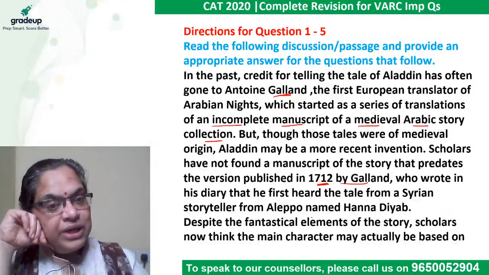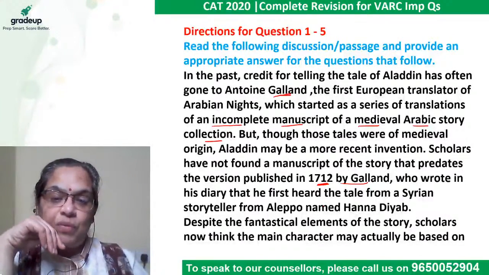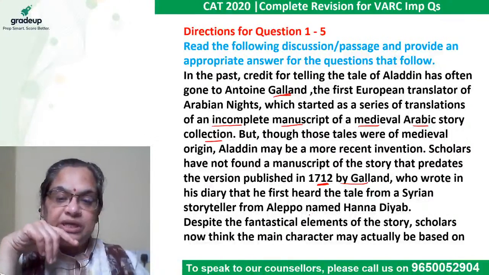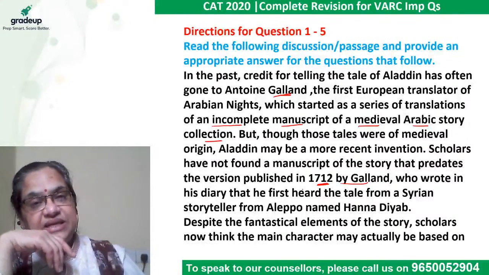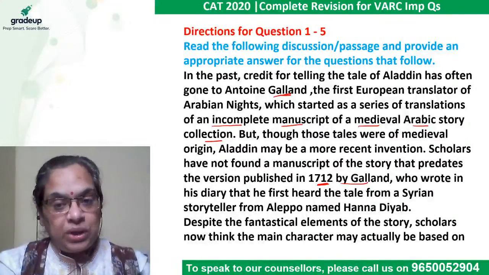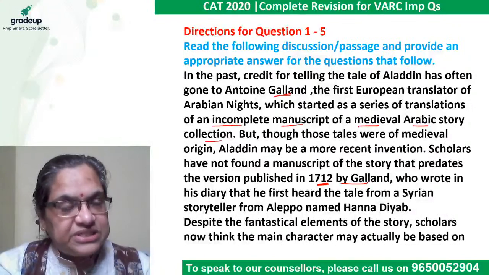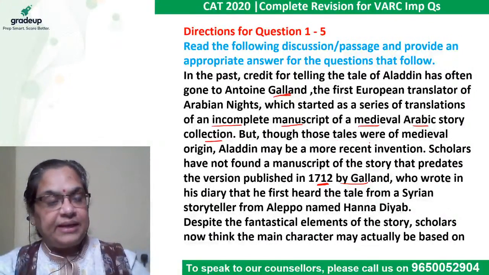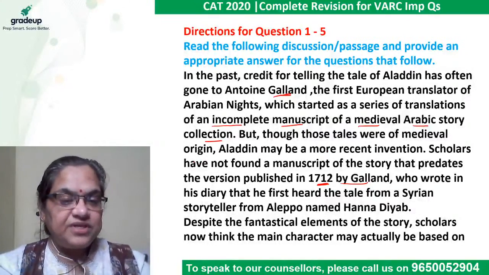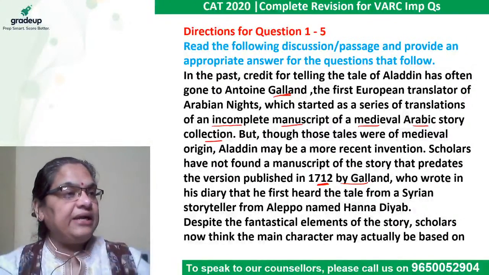What did Galland do? He wrote in his diary that he first heard the story of Aladdin from a Syrian storyteller from Aleppo named Hannah Diab. Aleppo is a place in Syria. Galland wrote that, actually I heard Aladdin's story first from a Syrian storyteller called Hannah Diab. Okay, now the first paragraph is done. Easy, you should understand it like that.